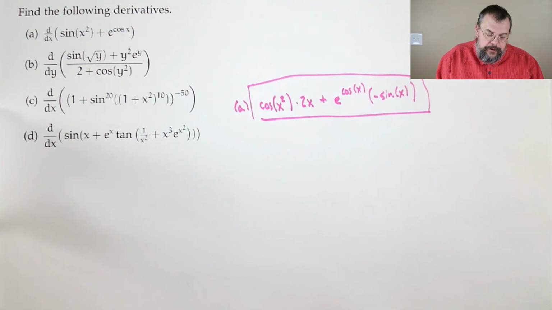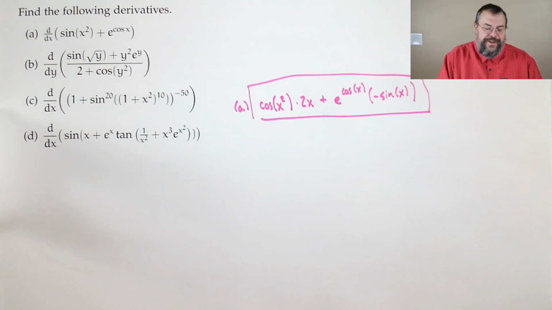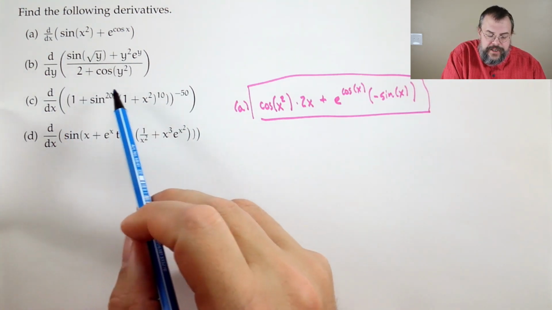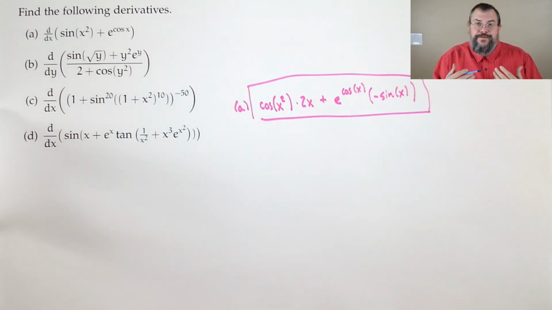Let's try B. Now, what's our big rule? What's our first layer in our onion here? Well, the first layer is a division, so it's a quotient. So we can do a quotient rule.